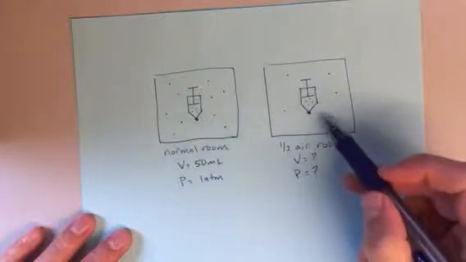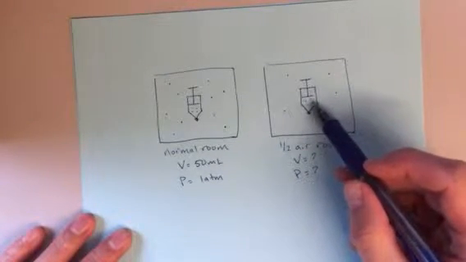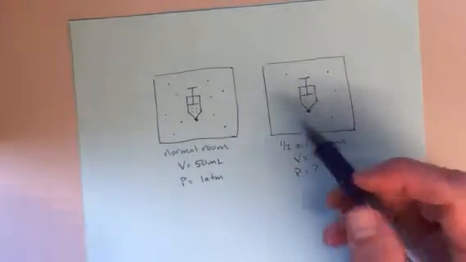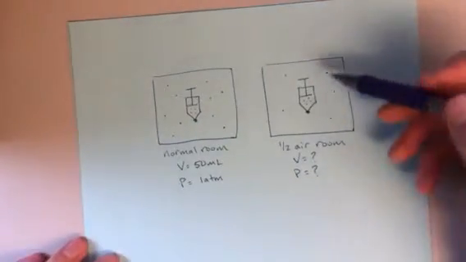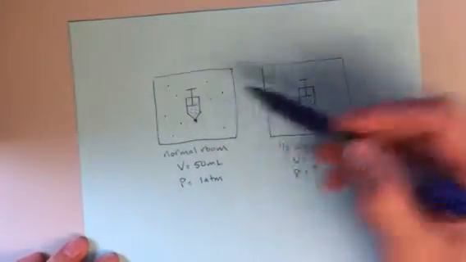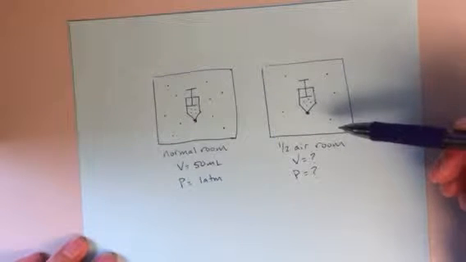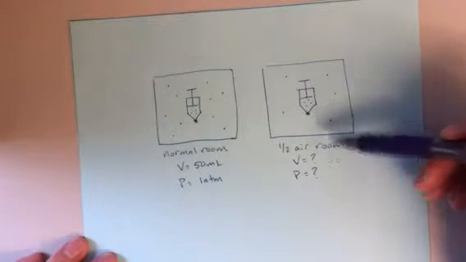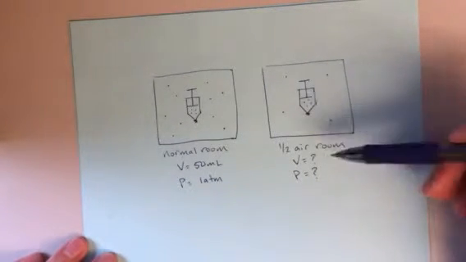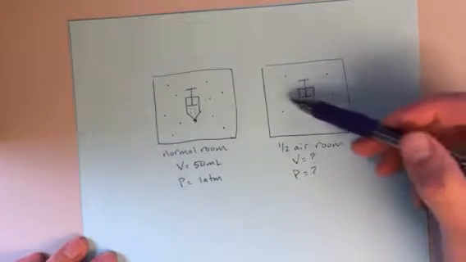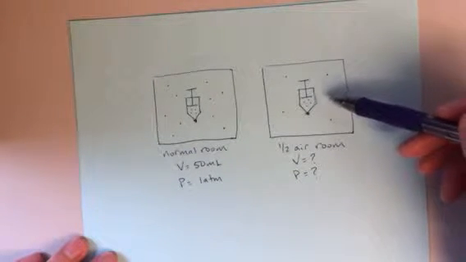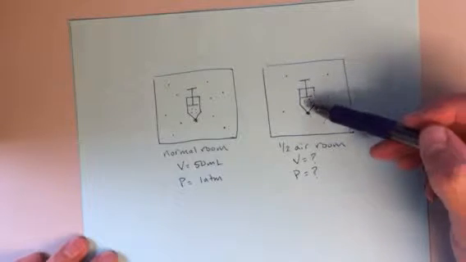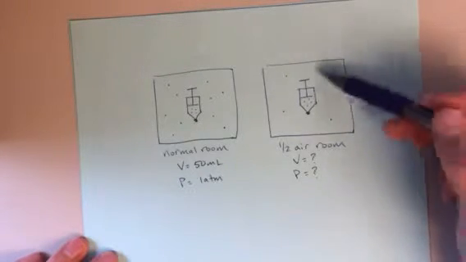What's going to happen to the volume and pressure inside of that syringe when I suck out the air from the room? So I've gone from 10 air particles to 5 air particles, and the question is what's going to happen to the volume and pressure inside of the syringe? Well, as soon as you do this instantaneously, the pressure on the inside is going to be actually higher than the pressure on the outside.